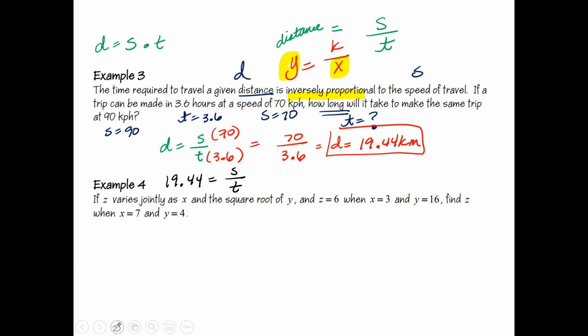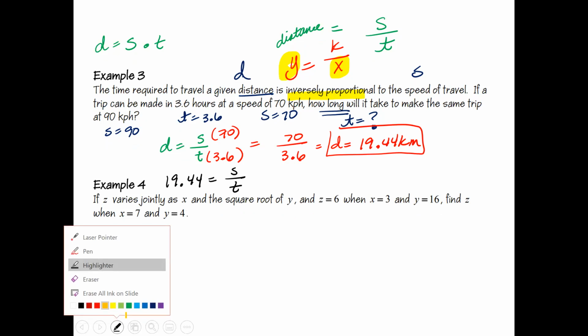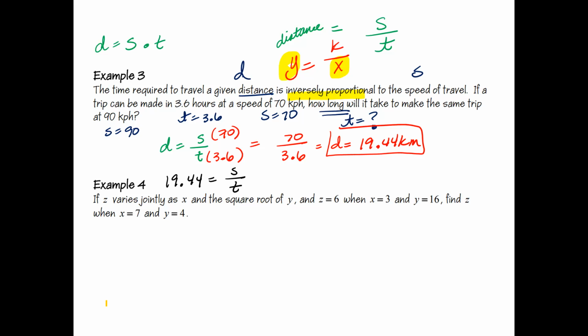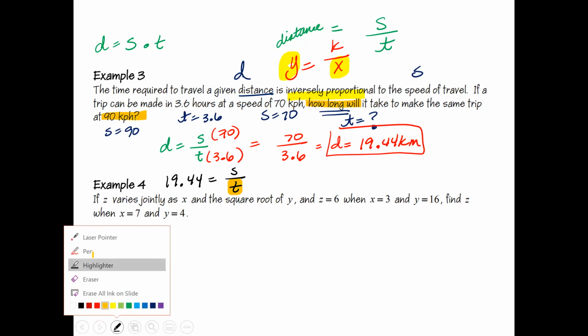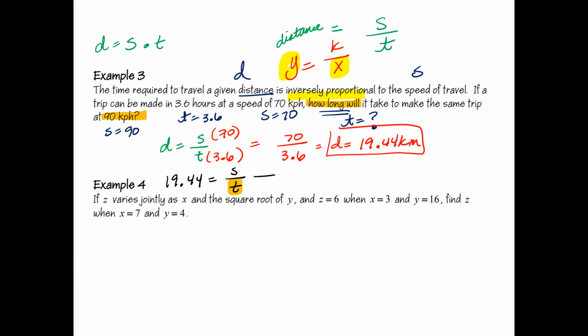Now from here, I'm going to read the second part of the question, which is how long, so I want to find T, that's what I'm trying to find, it will take to make the same trip at the speed of 90. Okay, so with that information, I'm going to write 19.44 equals S over T, and I know S is 90. And my goal here is to solve for T.